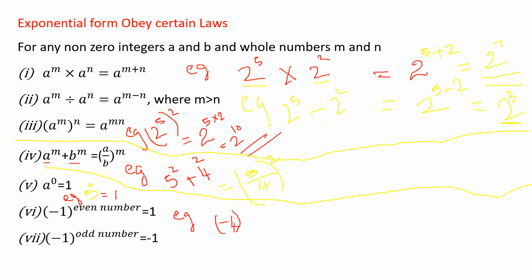And the power, if the power is even, means even number, so I am writing the power 6. 6 is an even number. So they are saying the answer will always be positive. Look here: minus 4 into minus 4 into minus 4, into 6 times, right? 1, 2, 3, 4, 5, 6. Okay, so I'm multiplying minus 4 six times.